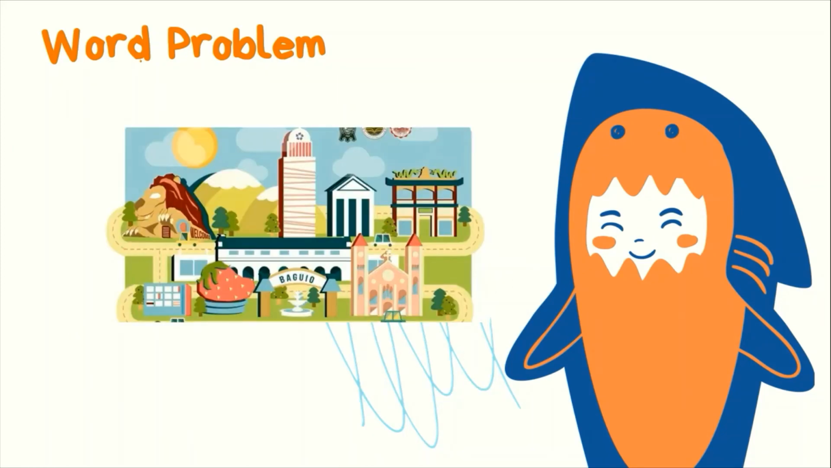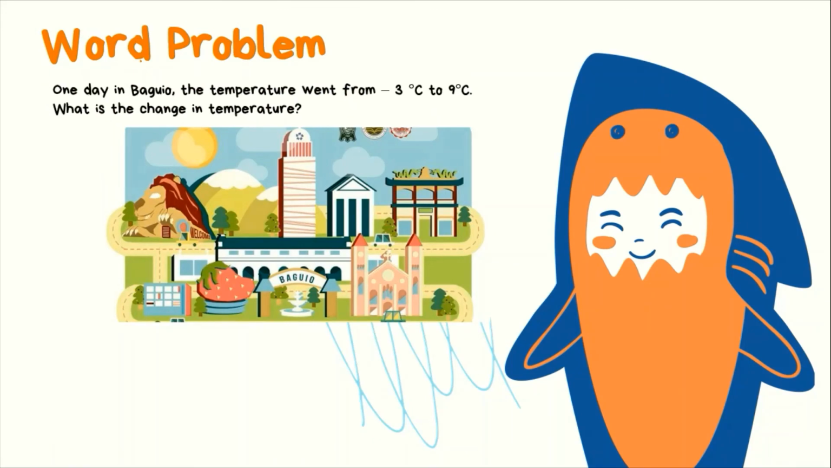Another word problem. One day in Baguio, the temperature went from -3 degrees Celsius to 9 degrees Celsius. What is the change in temperature? Aalamin natin yung pagbabago nung temperature. Ang una nating temperature ay -3 degrees Celsius at yung pangalawa ay 9 degrees Celsius. Aalamin lang natin yung pagbabago ng temperature kaya magsusubtract tayo.